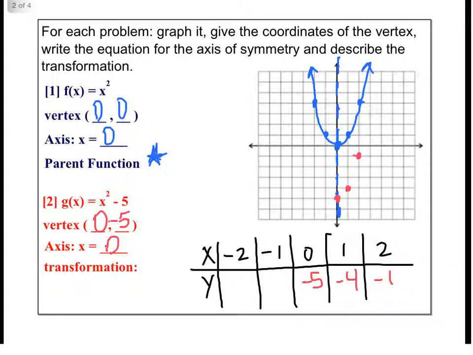And then you could fill in the rest of your table. That's totally fine. But I'm just going to reflect it over instead. Save myself a little bit of time here. And then I have 5 points. And now I can see the transformation. That minus 5 in our equation shifts our graph down 5.